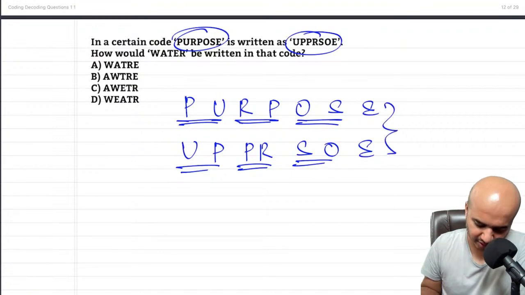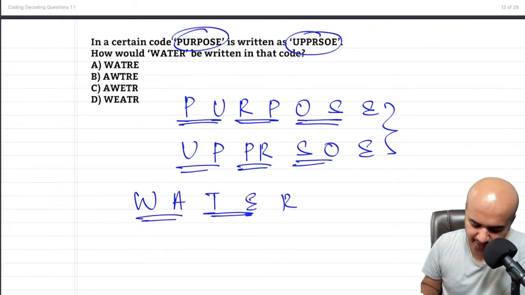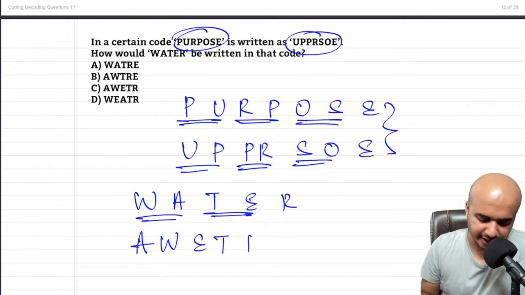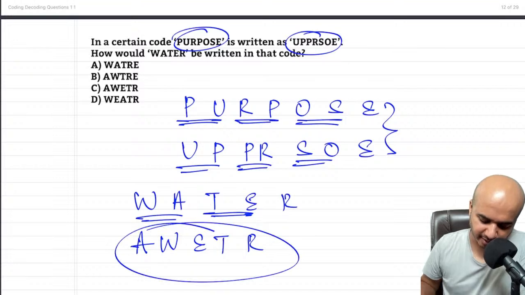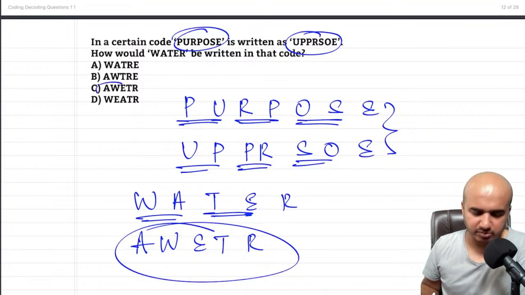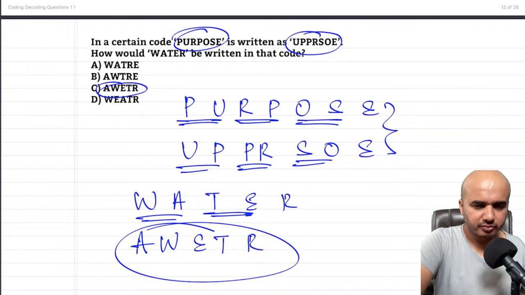This is easy actually. WATER. WA and TE can be grouped. WA becomes AW, TE becomes ET, R will be as it is. AWETR, option C. Next.